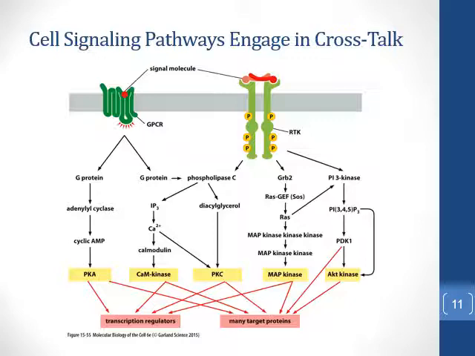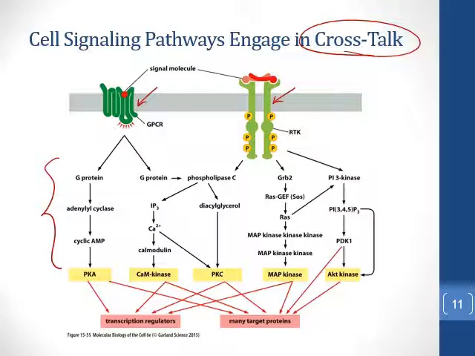Another general concept that we need to talk about is this concept called crosstalk. What is crosstalk? Well, it's kind of like integration, but not exactly. In this case, we've got two different signaling molecules. One is engaging a G protein coupled receptor. One is engaging a receptor tyrosine kinase. We'll talk about those later, but the point is they're receptors. And notice that these down here in this region are the second messengers that are generated by these pathways.